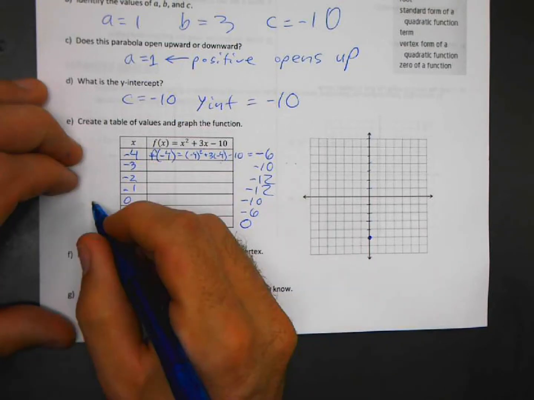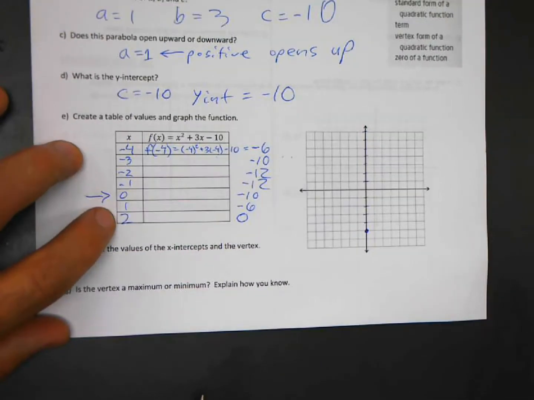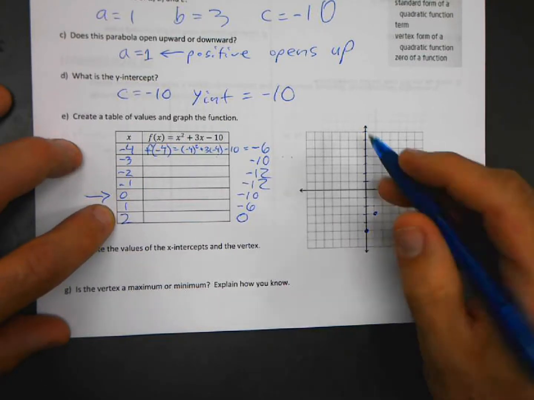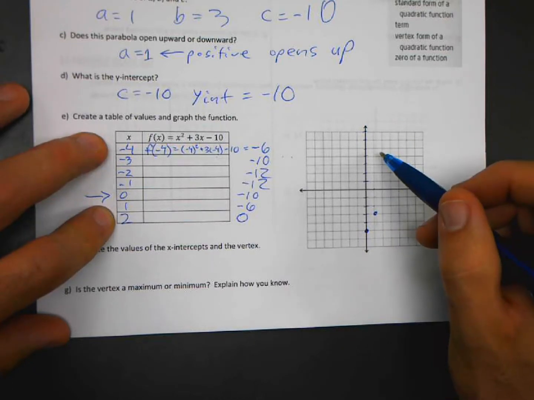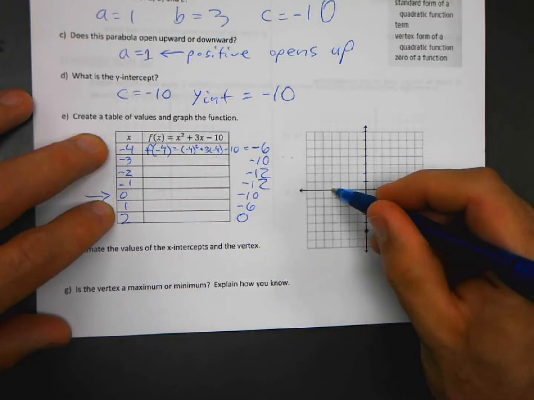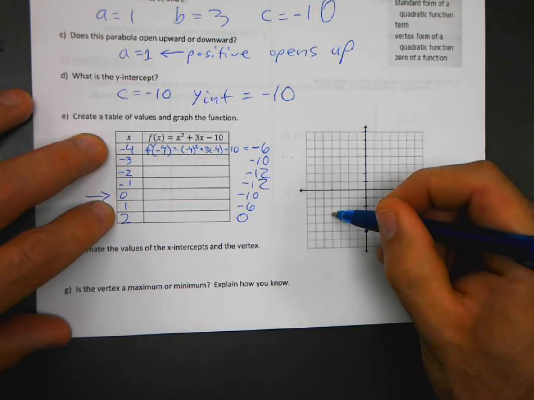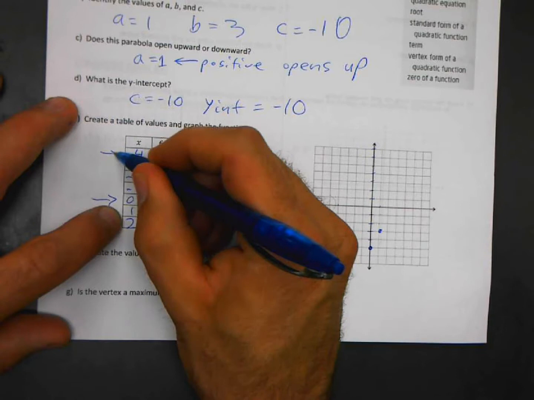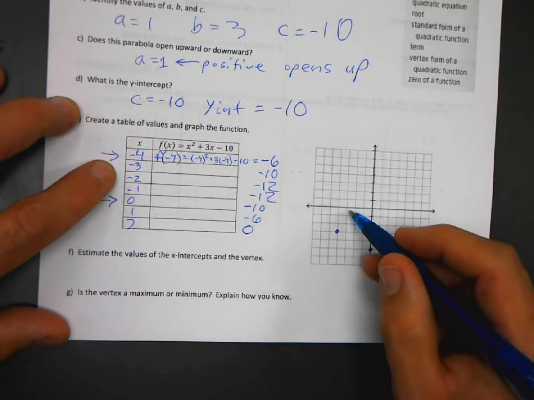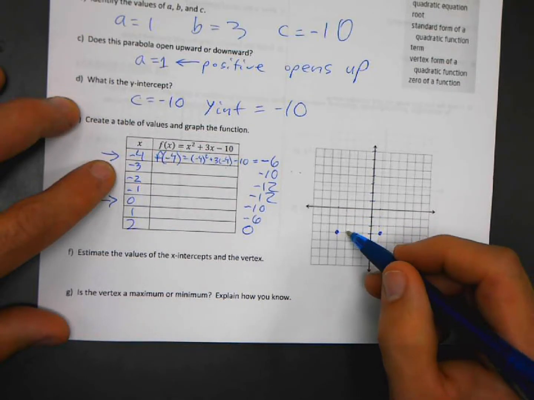So, I just did this one. Next, I'm going to go 1 and negative 6. 2, 4, 6. Okay, so here's this one, negative 4 and negative 6. Next one's negative 3 and negative 10. Negative 3, 2, 4, 6, 8, 10.